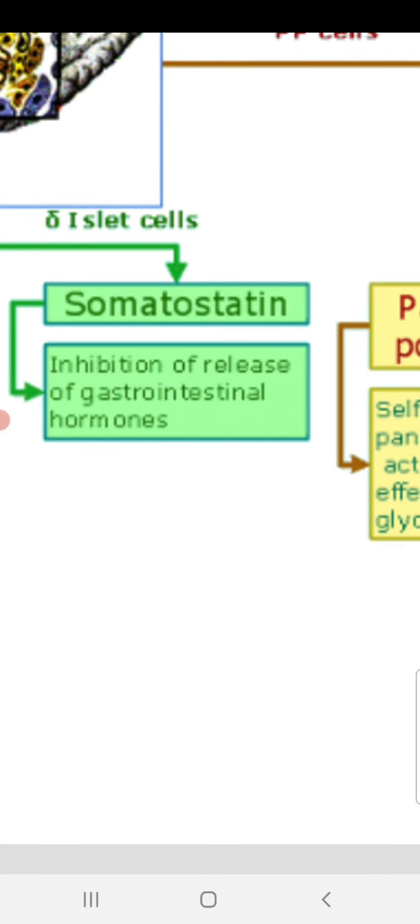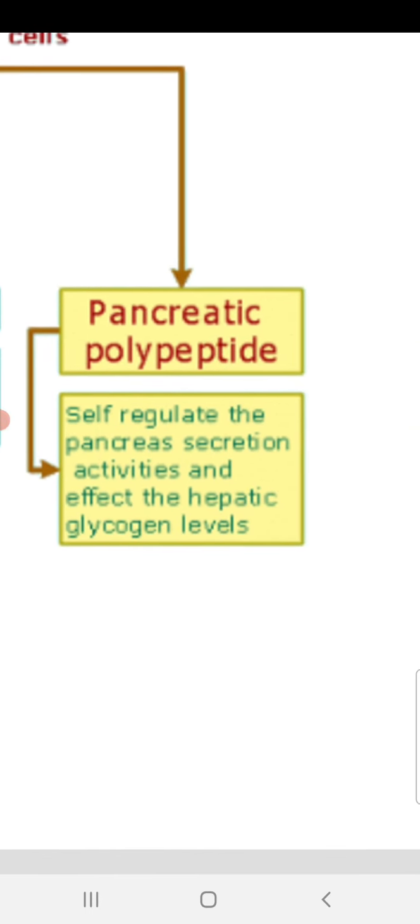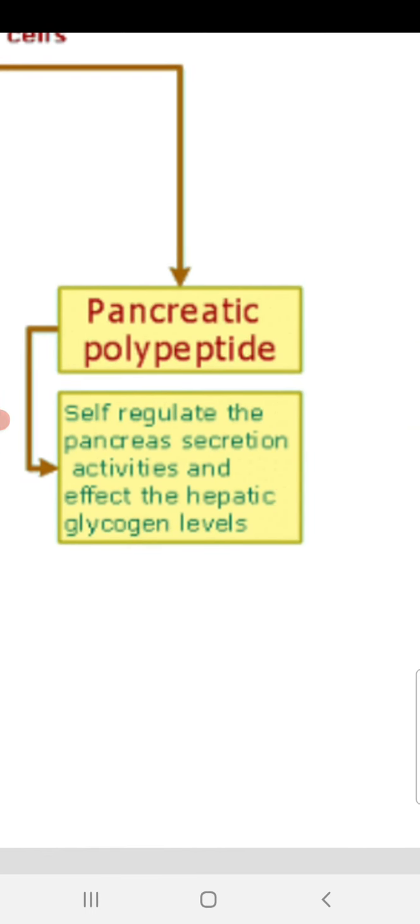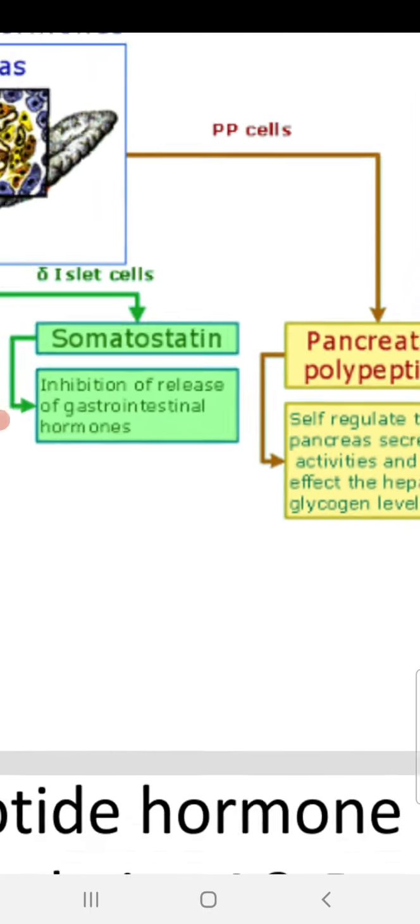Somatostatin is secreted by delta islets, and it inhibits the release of gastrointestinal hormones. And pancreatic polypeptides self-regulate the pancreatic secretion and activities and affect the hepatic glycogen levels. So these are the functions that are done by the hormones.